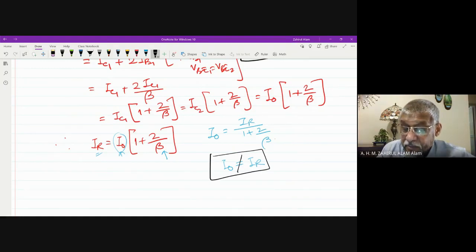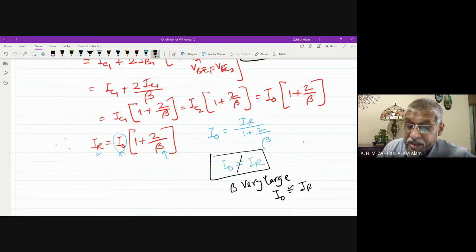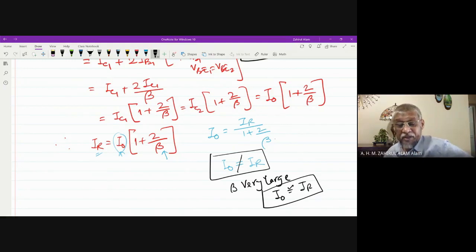But if beta is very large, then we can get I naught equal to IR, because beta is in the denominator, so 2 divided by a very large number is very small, and we can get a nearly perfect current output. So now this is how we can design.